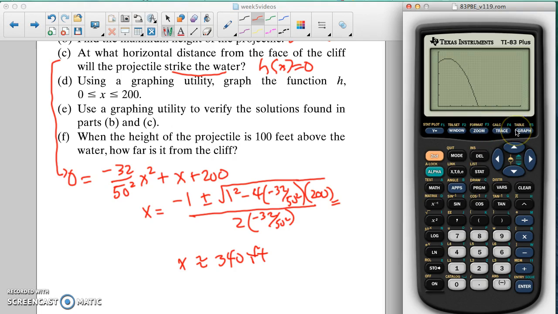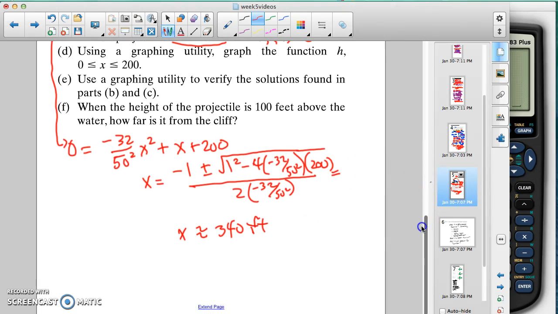So it doesn't look like it's 340 feet to the zero value. So let's just check that. I'm going to do calculate, and I'm going to put in a value of 340 and see what it gives me. A value of 340 is going to give me a negative 900. So in my equation, it doesn't look like 340 is my solution. I need to go back and check my algebra here. Maybe I need to check the second solution here.